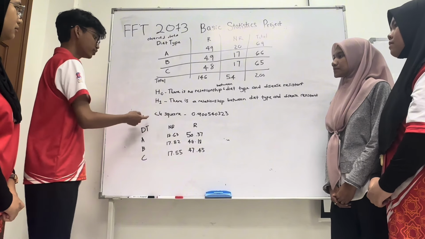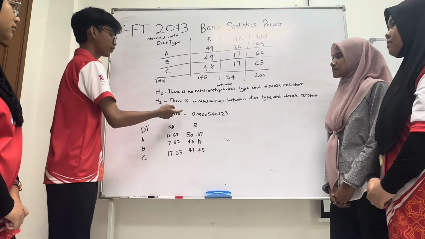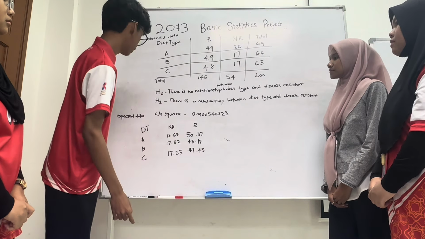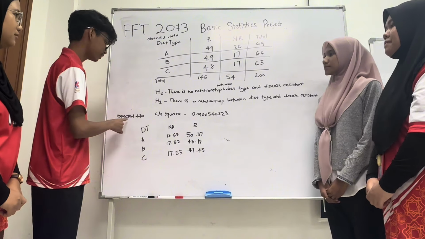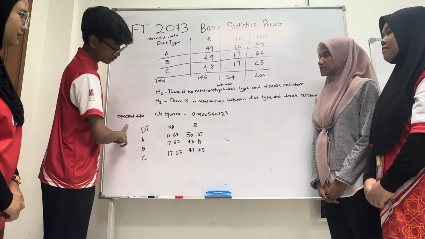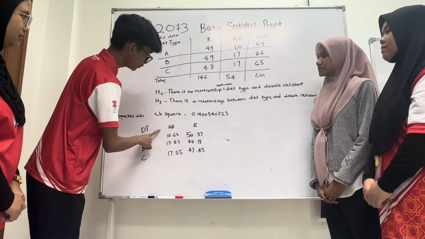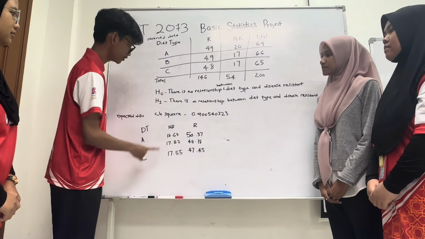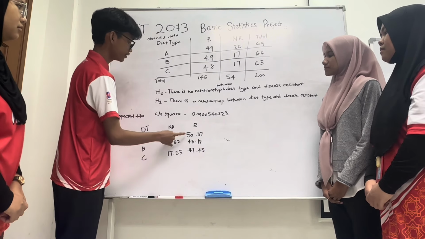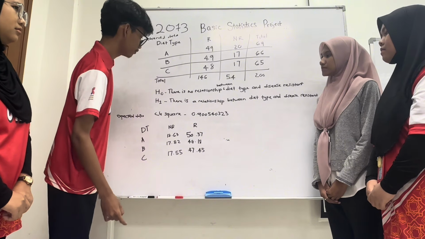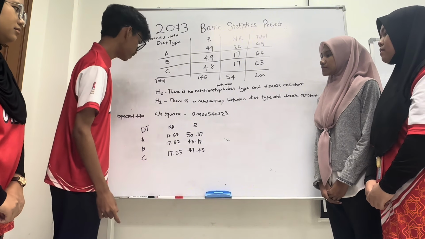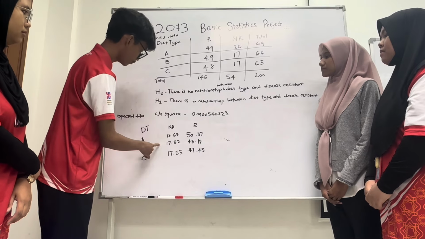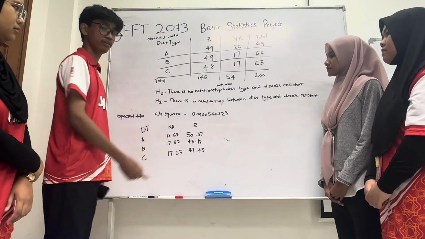For the chi-square, I got 0.90544323. For non-resistant, we got 80.363. For the resistant part, we got 50.37, and 70.2 for B resistant, and so on.